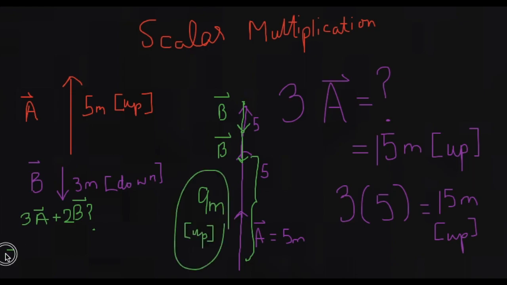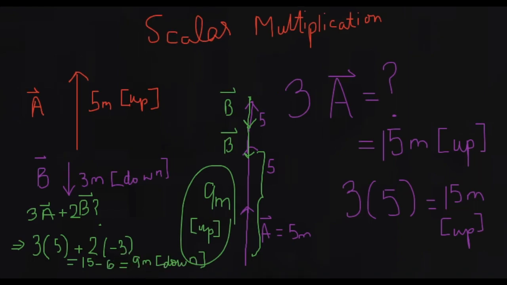If you did this algebraically, it would be 3 times the magnitude of vector A, which is 5, plus 2 times the magnitude of vector B, which is negative 3. Because remember, when we put vectors into equations, we can't add an up or a down. We have to add positives and negatives. So instead of writing 3 meters down in the equation, we convert it to negative 3. So we have 15 minus 6, which gives us 9 meters up.